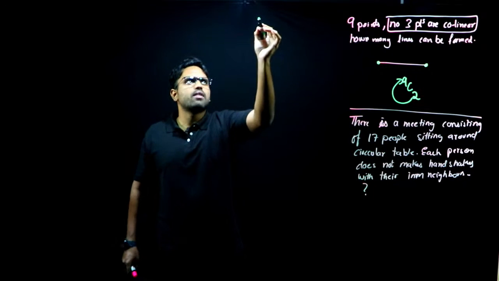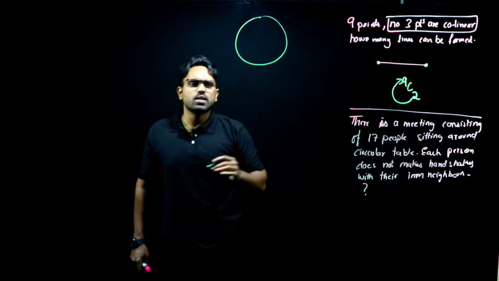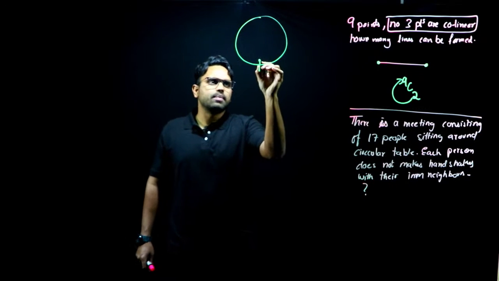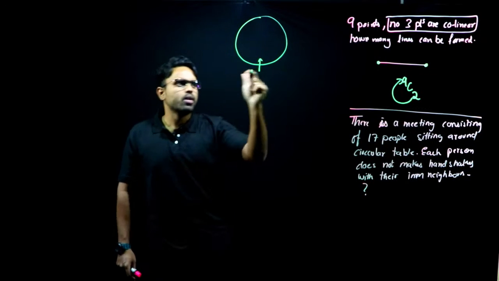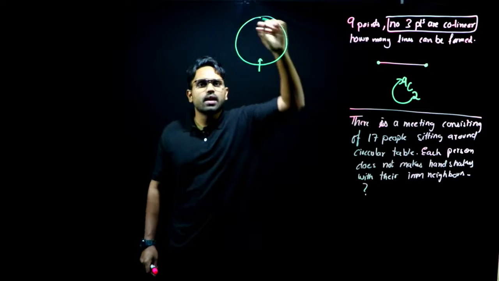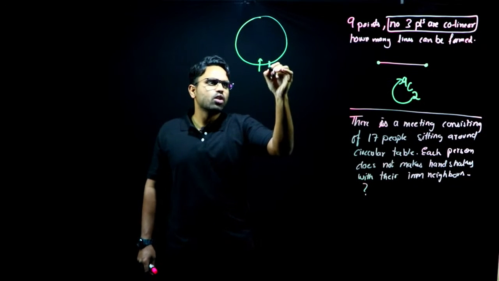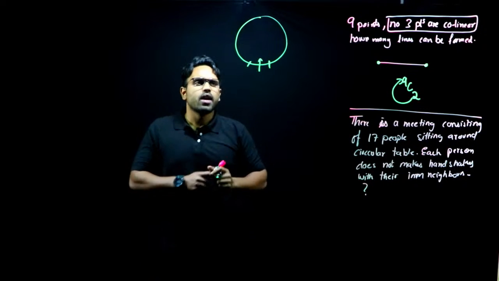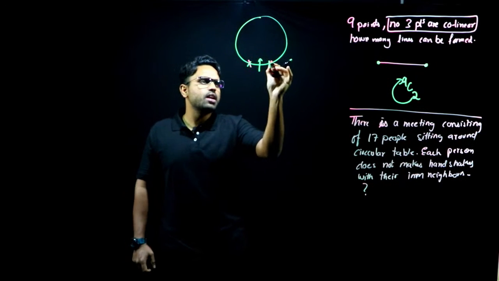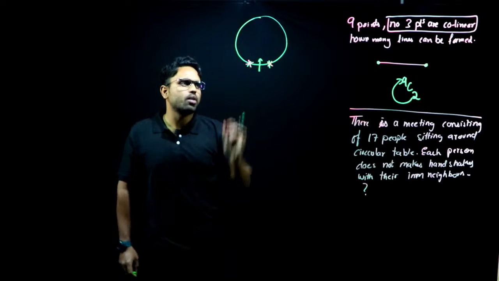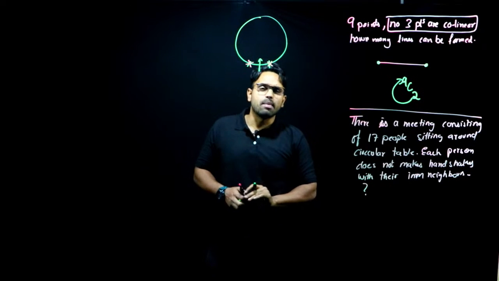Now, observe here. There is one circle. There is one person sitting here. Now, how many people will be in this circle? 17 people in this circle. But he does not make handshakes with his immediate neighbors.